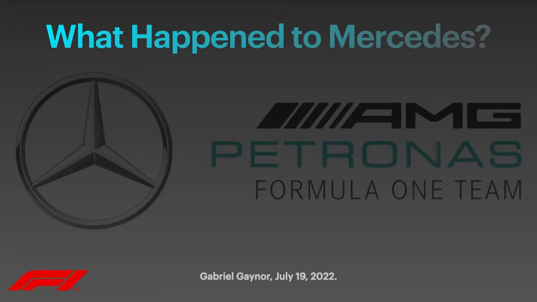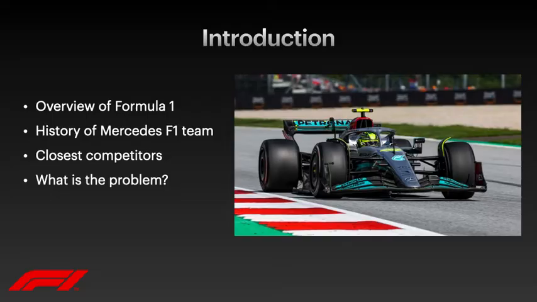Hello, my name is Gabriel Gaynor, and with my term project, I decided to answer the question of what happened to Mercedes. Formula One is a racing sport in which 10 teams compete and 20 drivers compete, two for each team, in a series of race circuits where points are scored throughout the season. The driver with the most points at the end of the season wins the Drivers' Championship, and the team with the most cumulative points wins the Constructors' Championship.